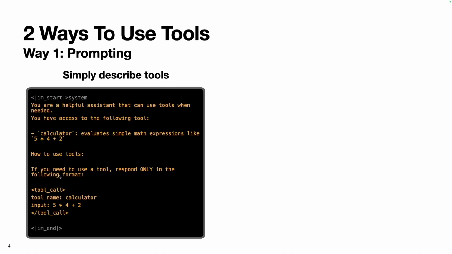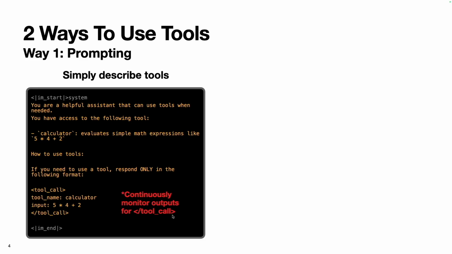So here's one example. We can just simply describe the tools. Here's our system message. "You are a helpful assistant that can use tools when needed. You have access to the following tool. Calculator: evaluates simple math expressions like 5 times 4 plus 2. How to use tools." So now we're giving it instructions. "If you need to make a tool call, respond only in the following format: tool call start, tool call end." So notice here we didn't put a JSON format, but this is how we're telling the model it can use the tools.